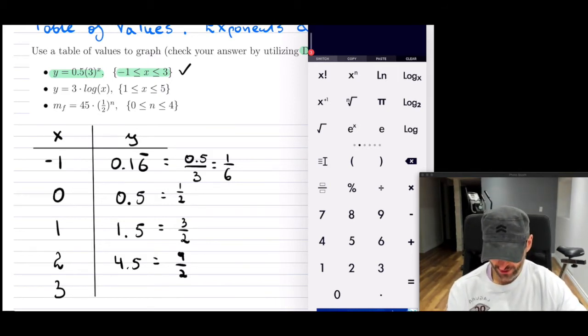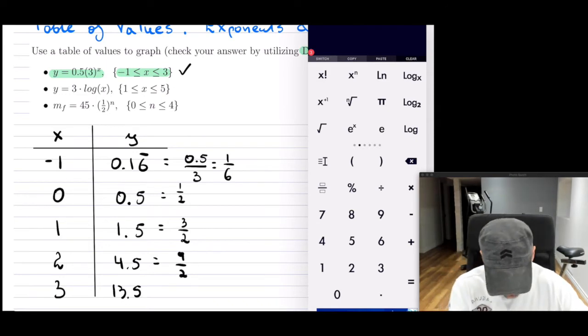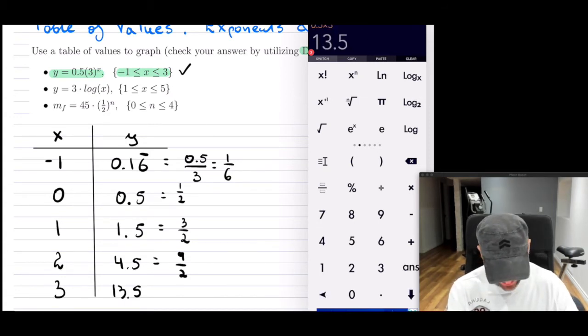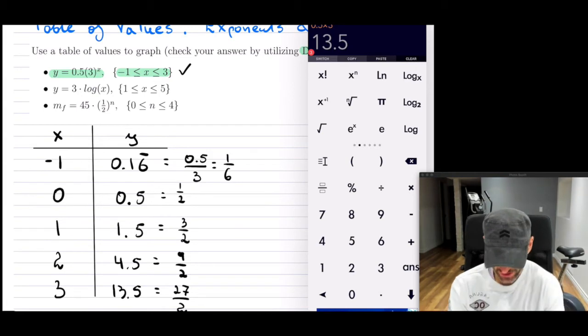And then finally 3 as my input. So 3 to the 3, now it's getting a little bit bigger because it is growing, it's exponential growth. 3 to the 3 is 27, and 27 times 0.5 is 13.5. And if you're not comfortable with that, of course, just use your calculator. So 0.5 times 3 to the 3, and then you get your answer. Because I've kind of stuck here with these fractions, I can keep it like that.